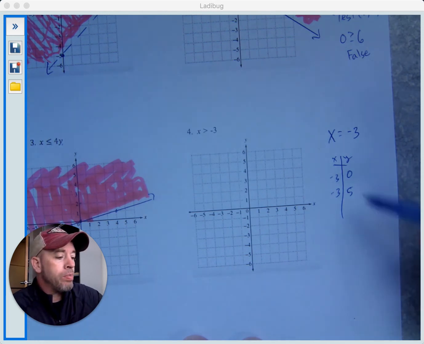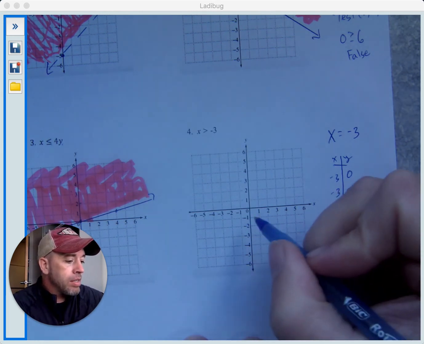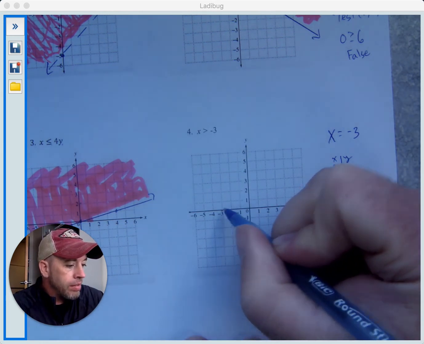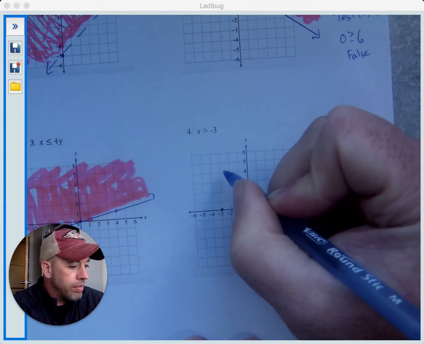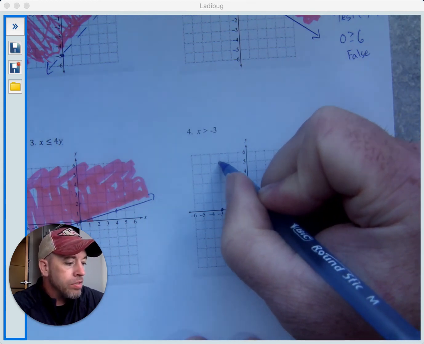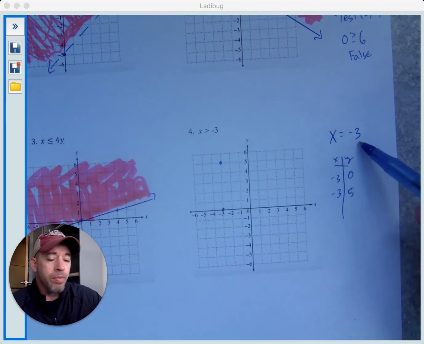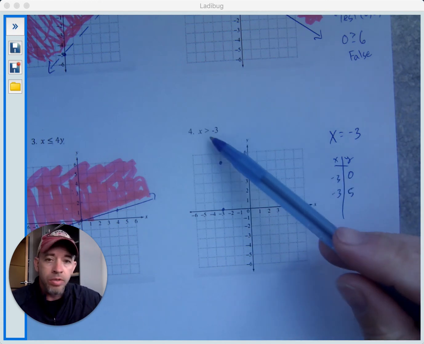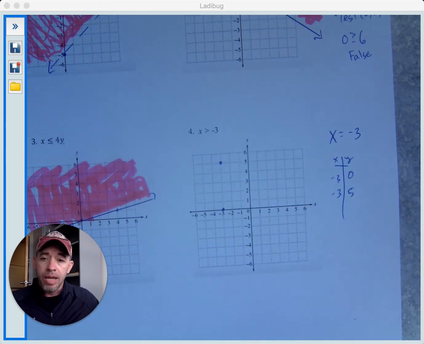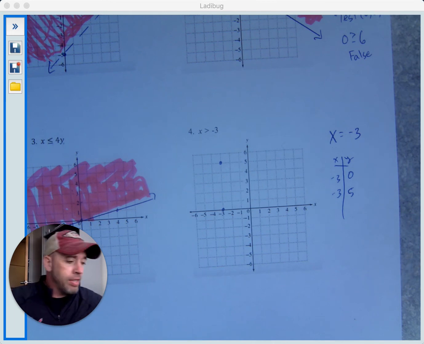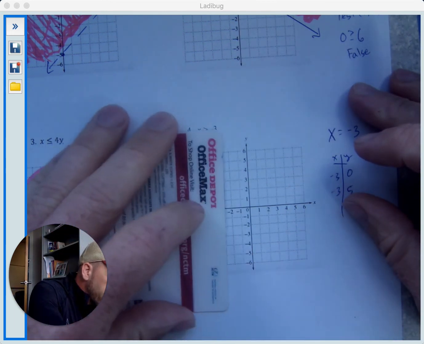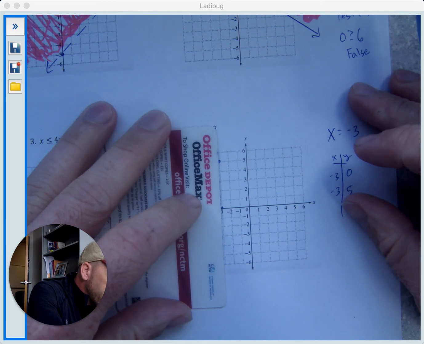But we only need 2 points, so -3, 0 and -3, 5. And you could pick any value for y. I just chose a couple at random. But hopefully you recognize this from the past. This is a vertical line, right? And we have greater than. There's no equal to bar. So what kind of line do we have? Solid or dashed? I hope you all said dashed, and then we'll connect this.